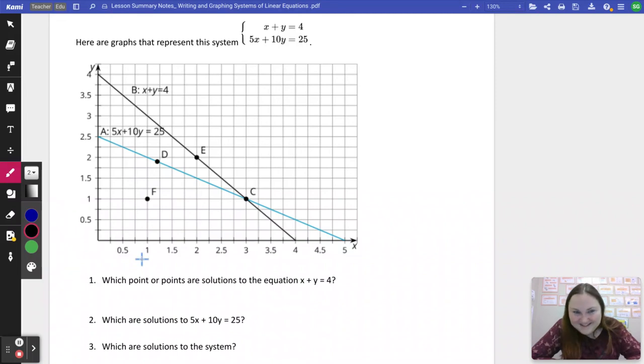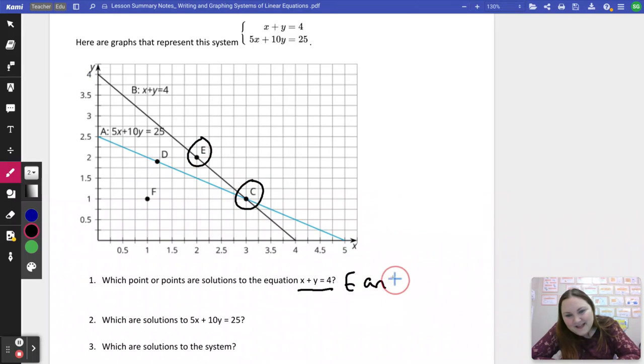All right, I hope you tried this. When we're looking at this, it's all going to be about where the points are on the graph. So when we're looking for solution points for this first equation, x plus y equals 4, that's going to be that black line on our graph. We've learned in previous lessons that solution points for a single equation are any point that lies on the line. So as I look at that black line, point E and point C are both on that black line for x plus y equals 4. So E and C would both be solution points for that single equation.